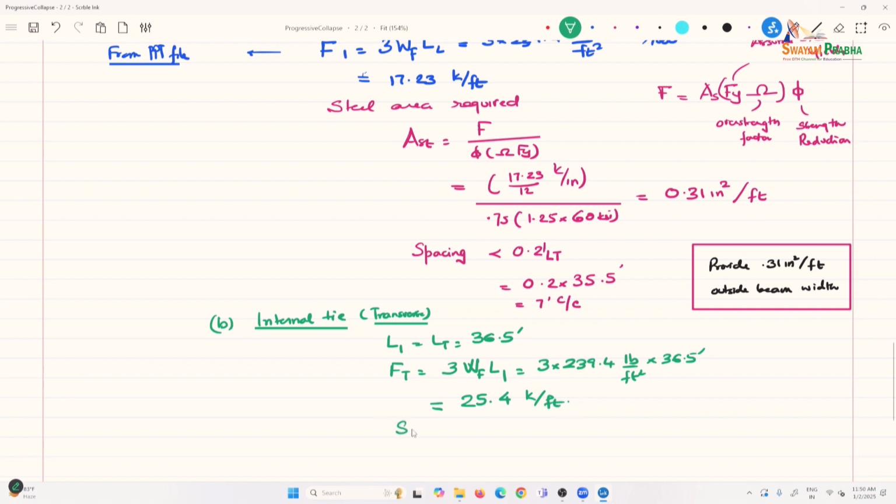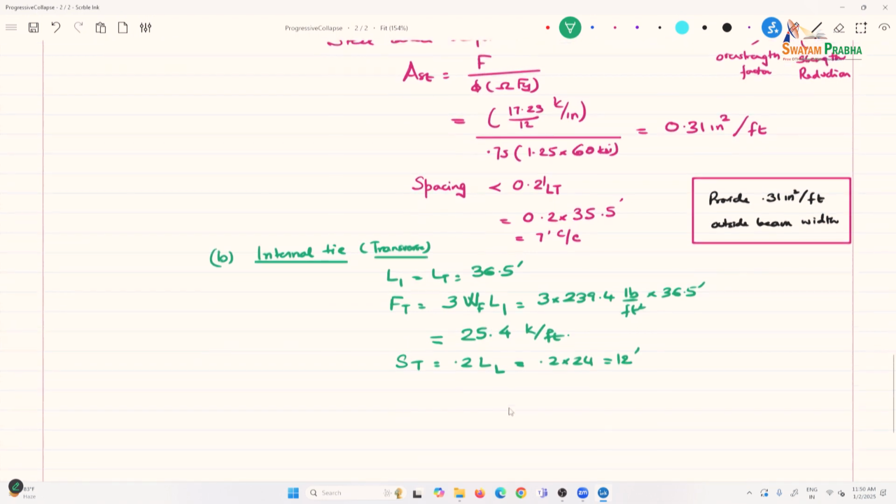And the spacing for the transverse tie is 0.2. Now, opposite LL is 0.2 times 24, which is 12 feet. So, what they are saying is you can provide... What you can provide, I mean, that seems to be quite a bit.